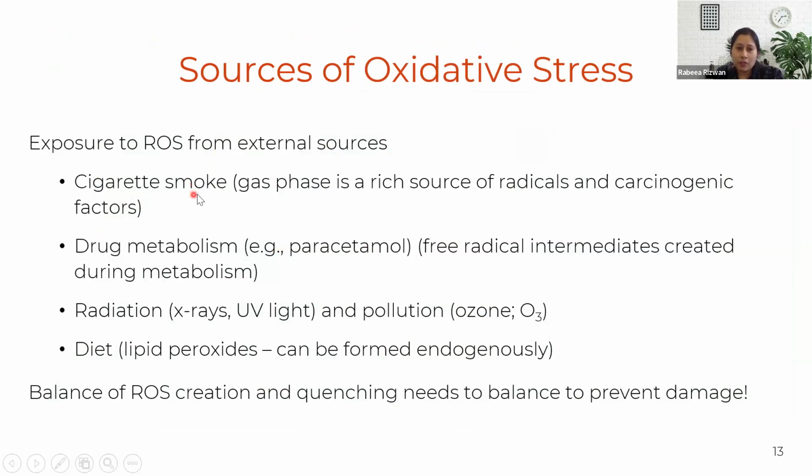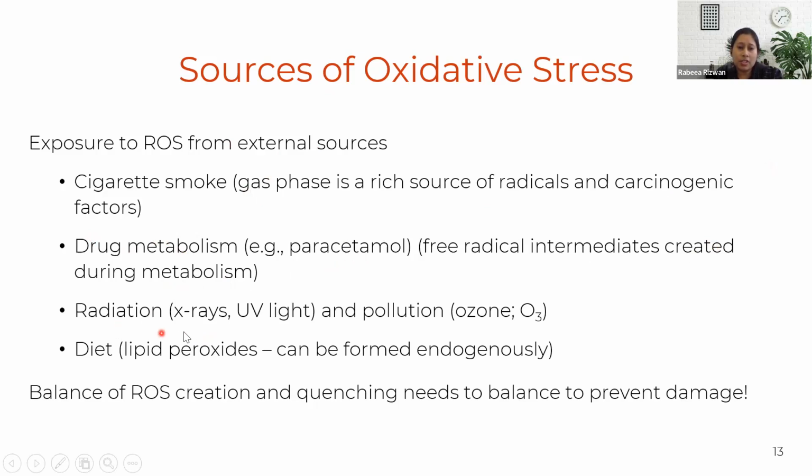Some examples are cigarette smoke, whether the person is smoking or affecting others by the smoke as well. Surrounding people are also affected by this gas released from the smoke, and it is very reactive and carcinogenic, which may result in lung cancer especially. Then drugs, drug metabolism. Most drugs also result in the formation of free radicals inside the body when they are metabolized, when our body absorbs a medical drug or medicine like paracetamol.